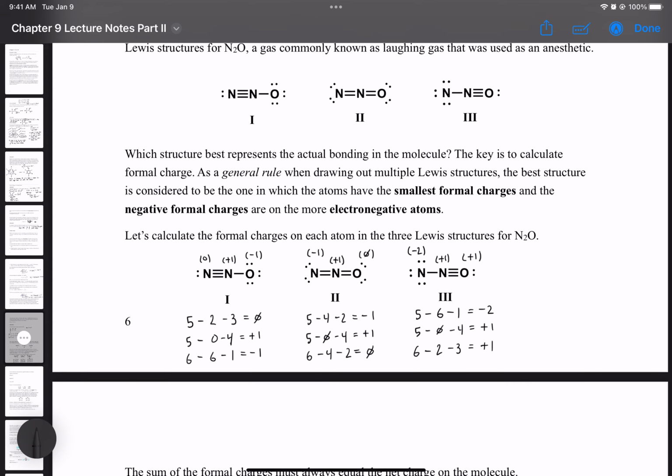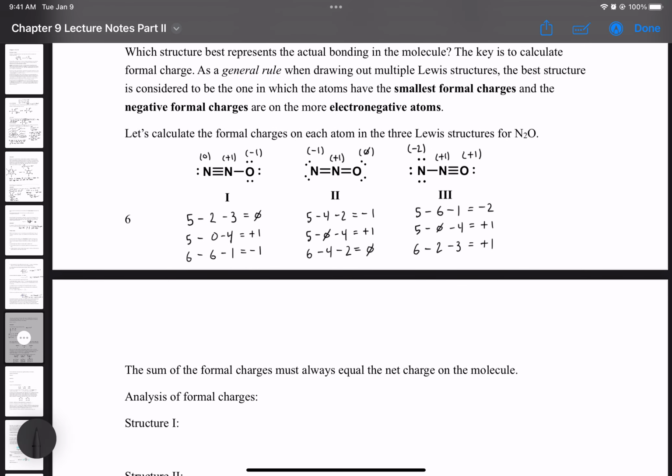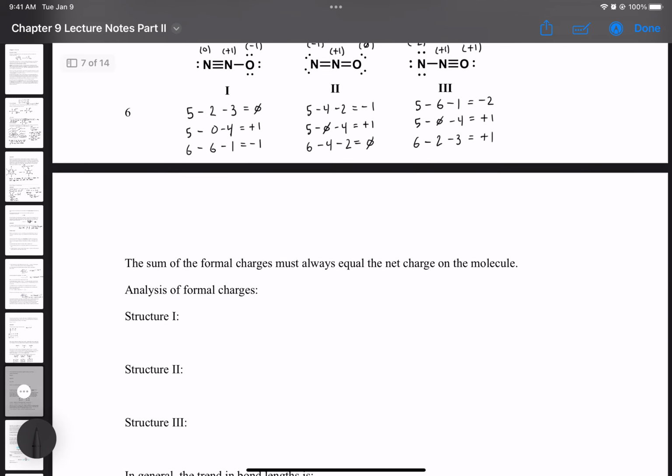So in this case, structure 2 is not as good as structure 1, and that's because the charges are not on the most appropriate atoms of the right electronegativity. So structure 1 is actually the best. But let's go and summarize our findings here. Okay, structure 1. Let's say, okay, overall good structure.